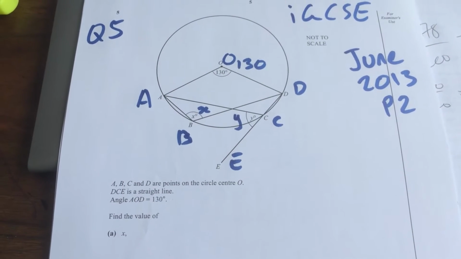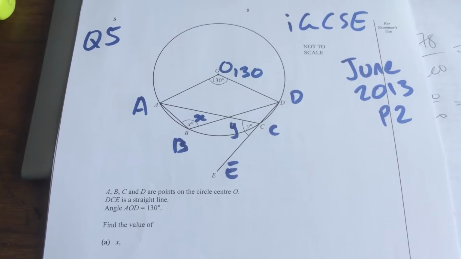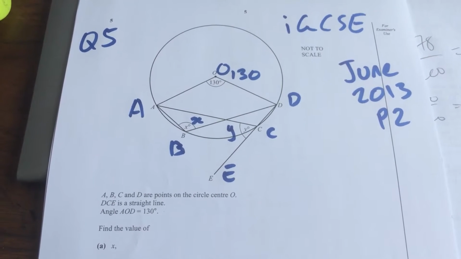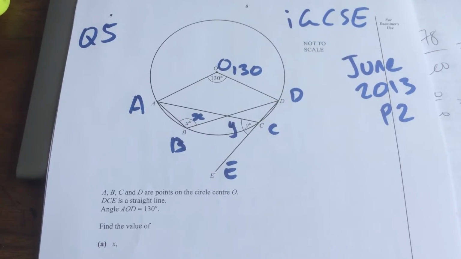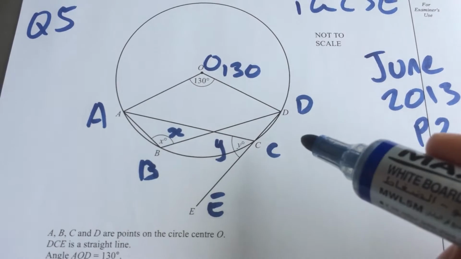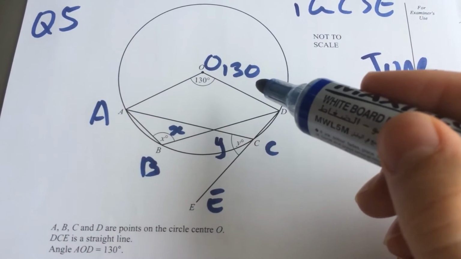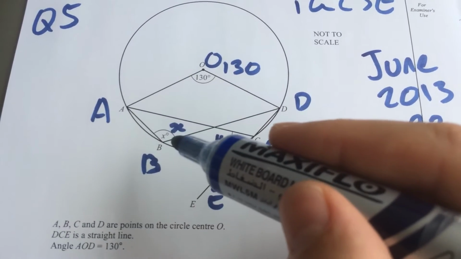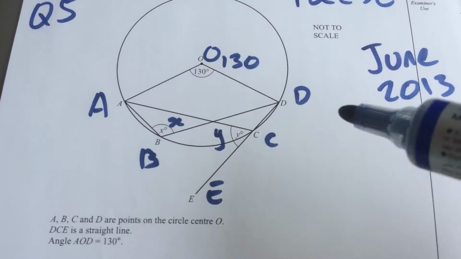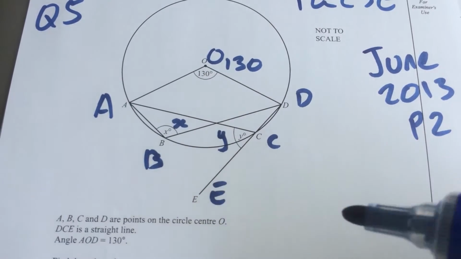We're continuing our preparation for IGCSE, doing June 2013, paper 2, and this is question 5, and it's circle geometry. And so you need to know our circle theorems here. So if we look at this circle, we've got A, B, C, and D, all points on the circumference. O is the center, which is 130 degrees, and we've got to work out X and then Y. And DCE is a straight line. It's not a tangent, but it's a straight line.